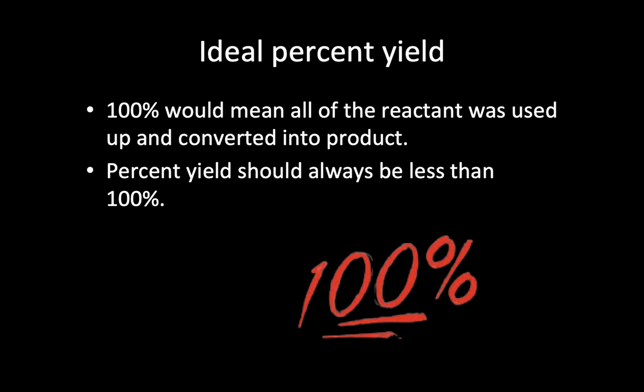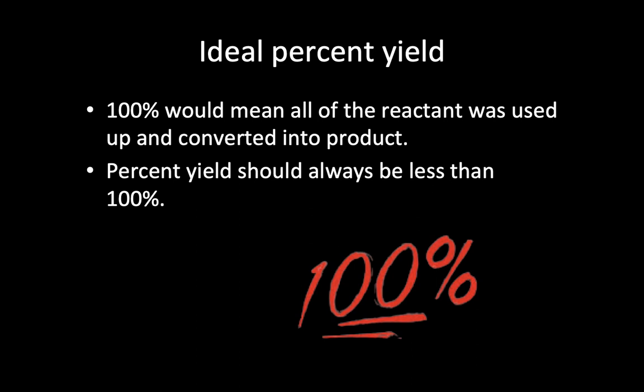In an ideal world, you would get 100%, meaning that everything gets used up and converted into product. In real life, in real science, that pretty much never happens. Generally speaking, you're going to find a percent yield that is less than 100%. Not all of it will react. What we would then want to look at is sources of error.